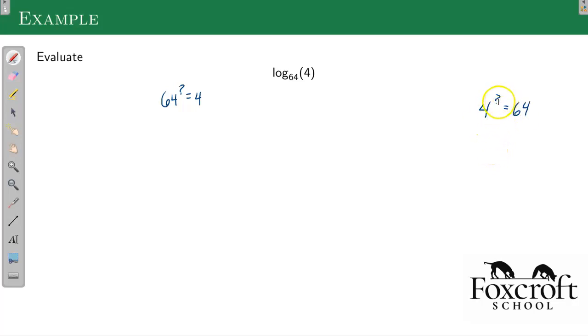All right, 4 squared is 16, 4 cubed is 64. So 4 cubed is 64. I need to reverse that. 64 to the 1/3 will get me back to 4. So again, thinking about it from the small number to the big number will help you get your answer.